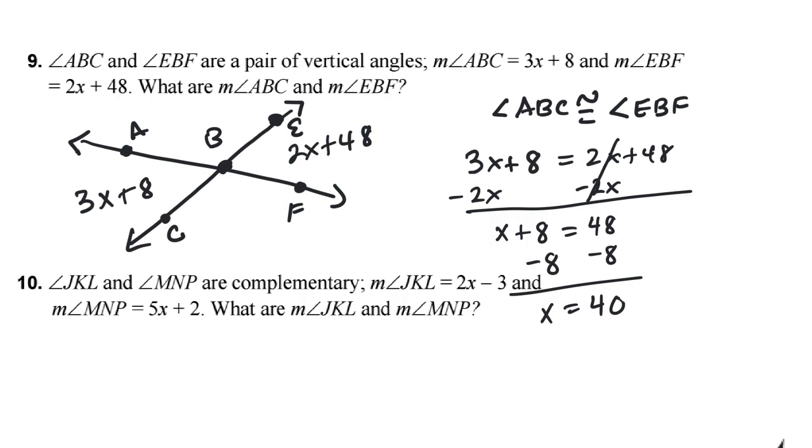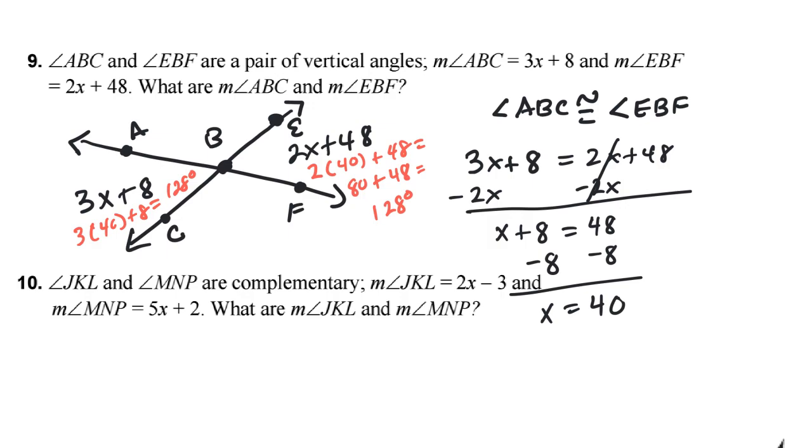Are we done? No. You have to go back and substitute. So what I'll do is I'll find this angle measurement: 2 times 40 plus 48. 2 times 40 is 80, plus 48 gives you 128 degrees. So remember that vertical angles are congruent. So 3 times 40 plus 8 gives you 128 degrees.